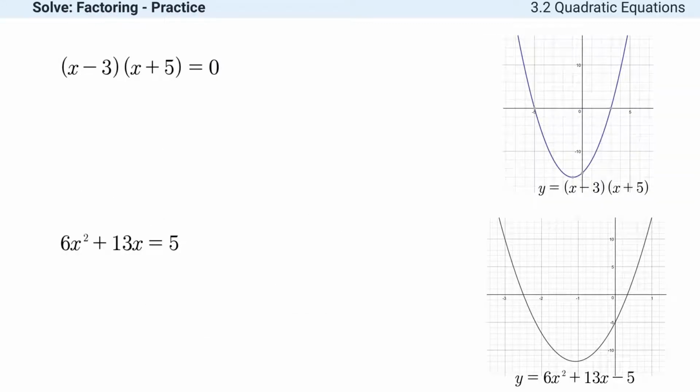Okay, here's some. Maybe you can try those on your own and see what you come up with. So press pause, then press play later. Okay, hope you pressed play.